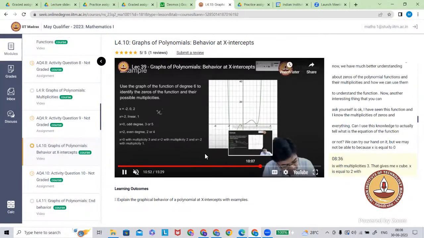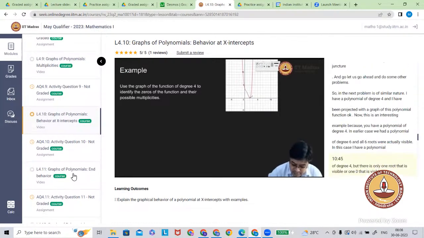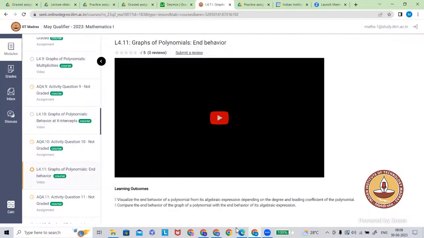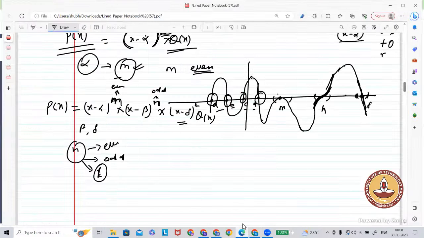Okay, and now the next thing is the graph's end behavior. Now we are going to talk about the end behavior. So why are we studying this? The reason is, after knowing all these properties, we will try to use them to graph the polynomial. So if somebody gives a polynomial, we can directly say how the graph will look. So still remaining is to know the property of end behavior. What end behavior means.